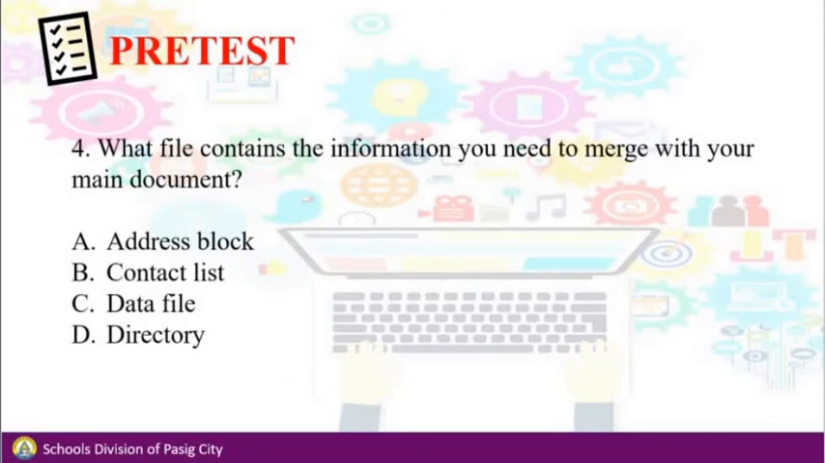Let's have number 4. What file contains the information that you need to merge with your main document? A. Address block. B. Contact list. C. Data file. D. Directory. Timer starts now. The answer is letter C. Data file. Let's have the last one.